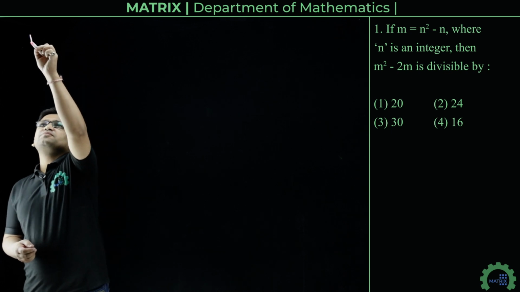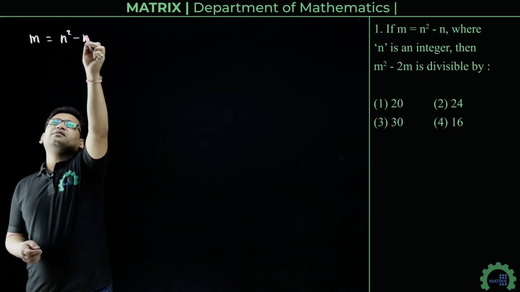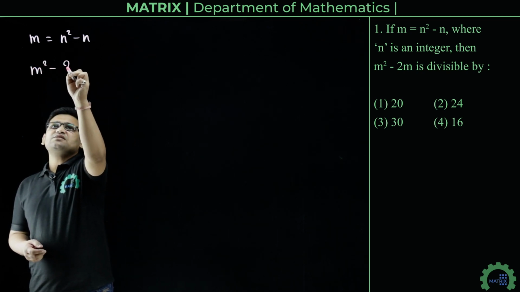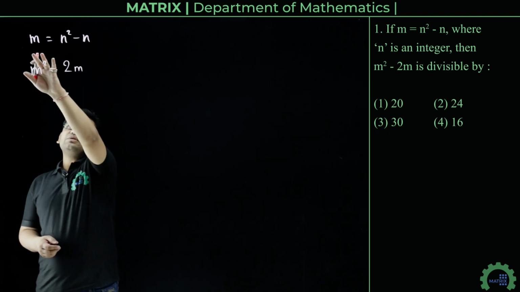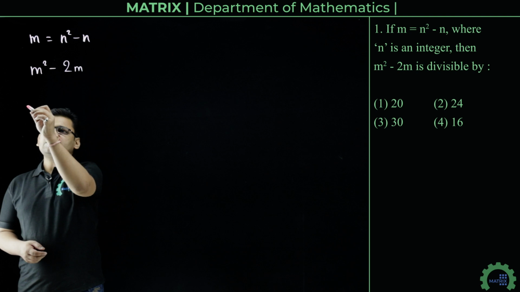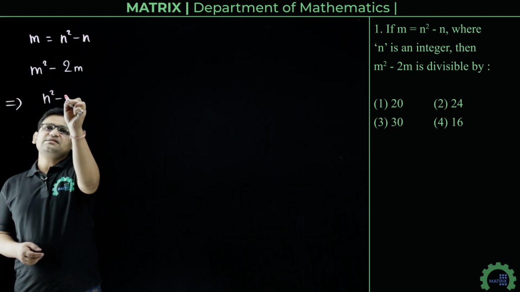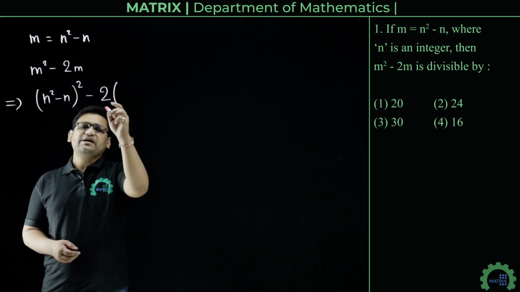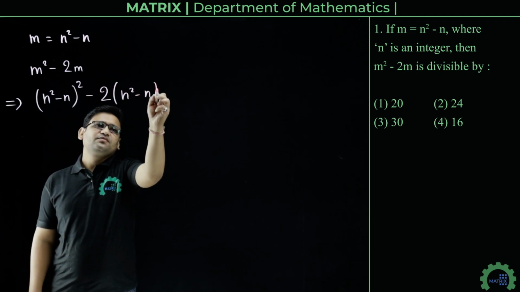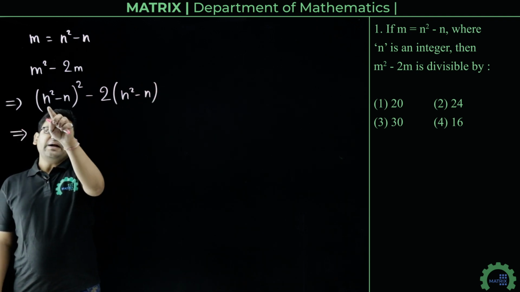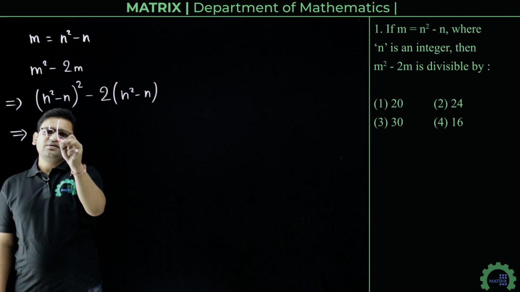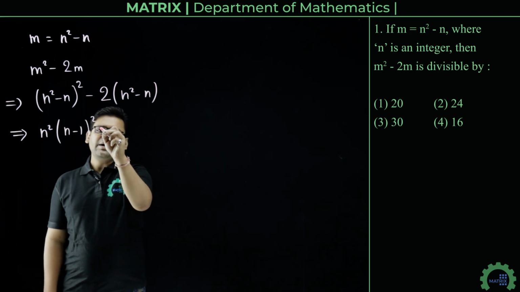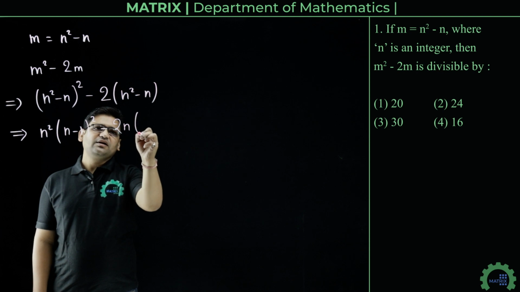Given m equals n square minus n, and we need to solve m square minus 2m. Now we know that m equals n square minus n, so we can substitute m with n square minus n whole square minus 2 into n square minus n. Now we can take n square common from there. So after taking common n square, we get n minus 1 whole square minus 2n, again common, n minus 1.